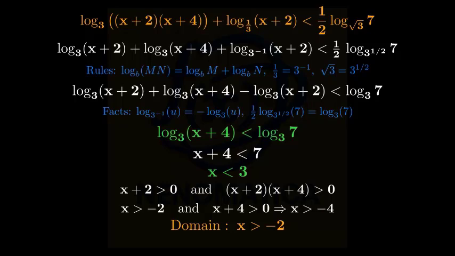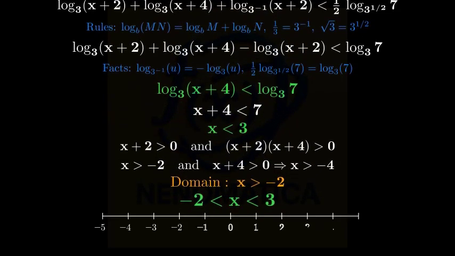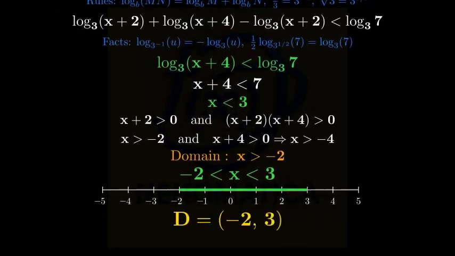Step 6. Combine the inequality x less than 3 with the domain x greater than -2. The final solution interval is open parenthesis -2, 3. Now, let's visualize it on a number line. Therefore, the solution to the inequality is all real x strictly between -2 and 3. In interval notation, that is open parenthesis -2, 3.